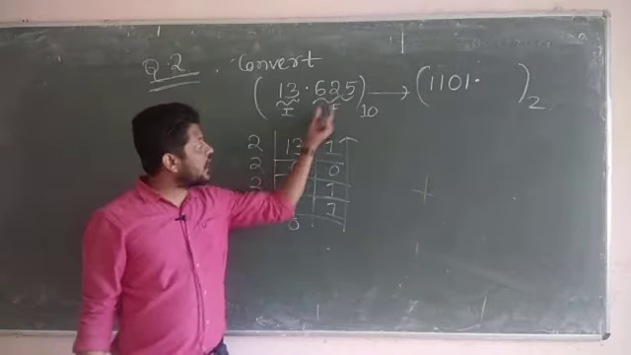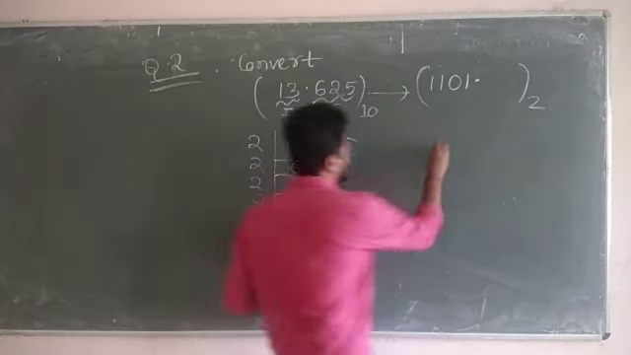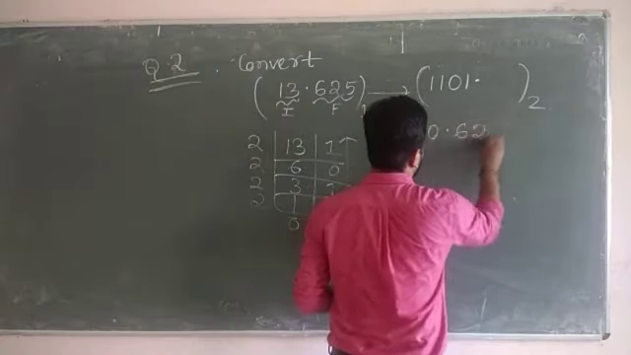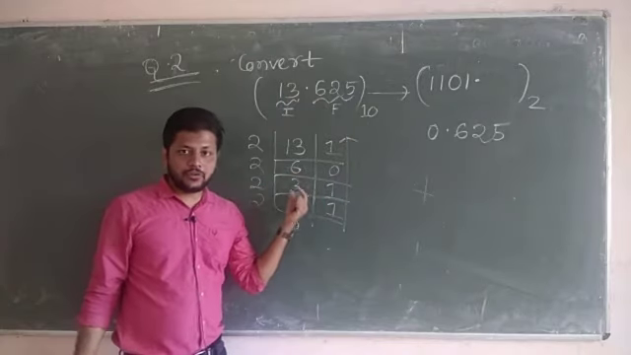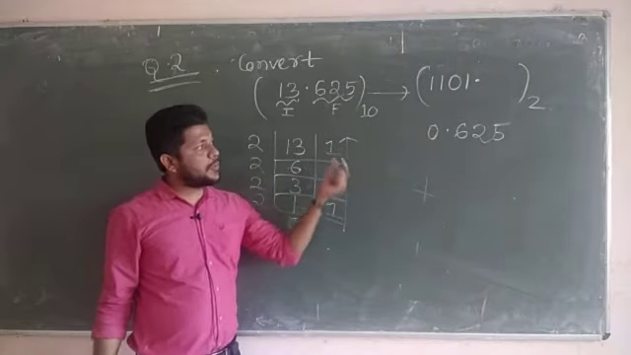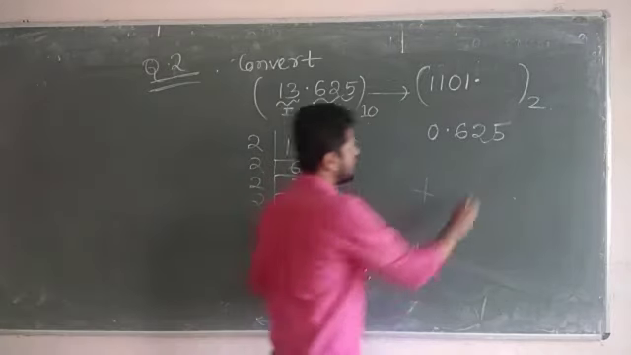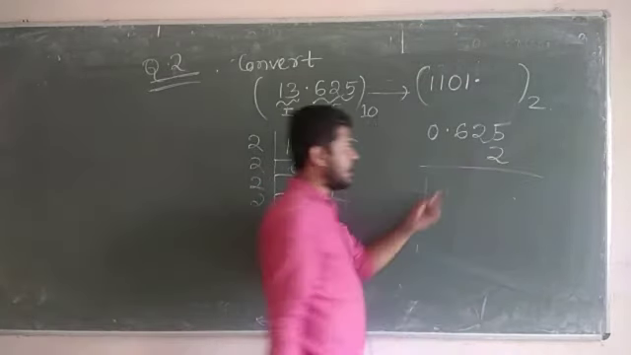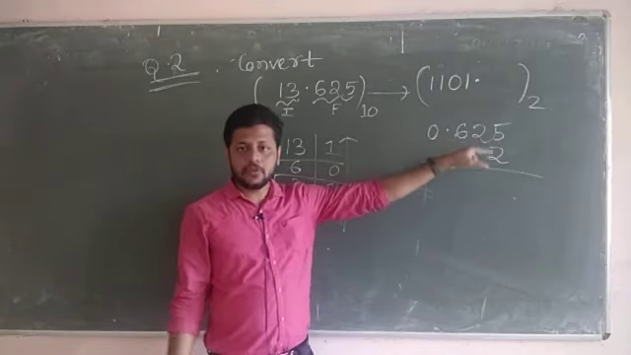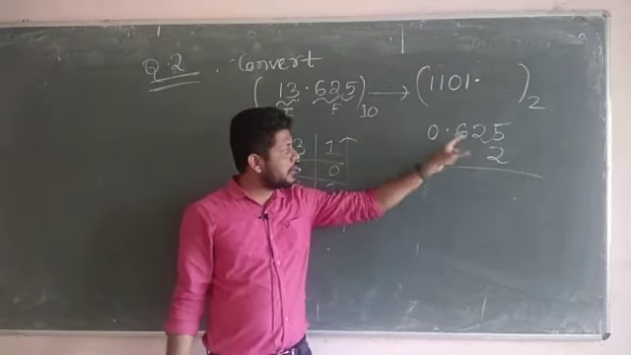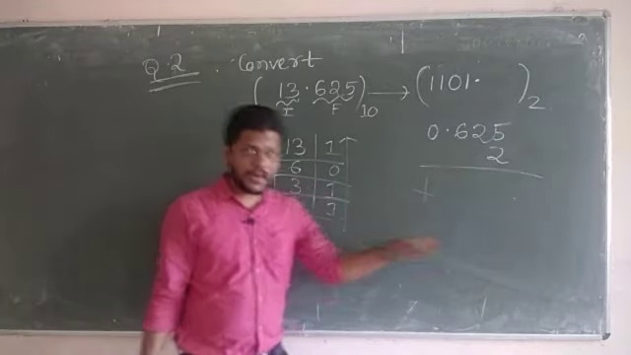Then the question arises how to convert this fractional part 0.625. Just like we divide the integer part by 2, remember you need to multiply the fractional part by 2 in order to convert it. Why am I going to multiply by 2? Because I want to convert this decimal number into binary, and binary means base 2. So I need to multiply the fractional part by 2.